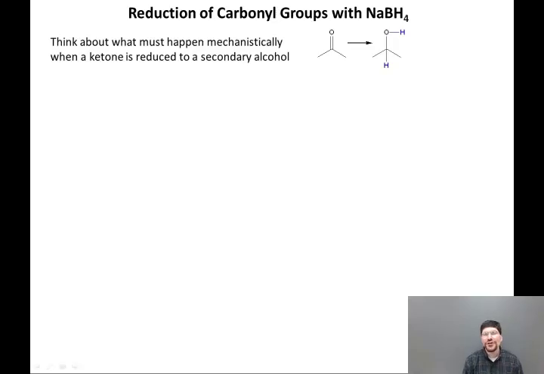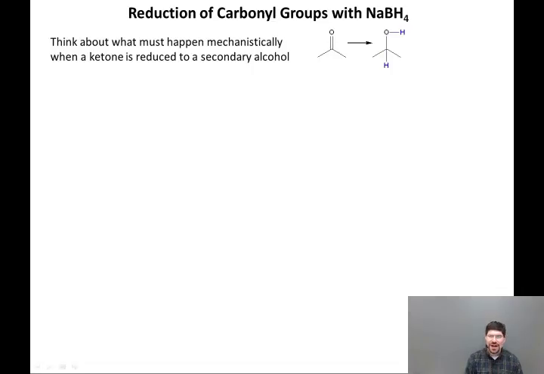We know that the conversion of a ketone to a secondary alcohol is a reduction reaction from our lessons on identifying oxidations and reductions. But what reagent are we going to use to carry out this reduction? And I want to approach this problem by thinking about what sort of reagent you will need. Let's think about what must happen mechanistically when a ketone is reduced to a secondary alcohol.